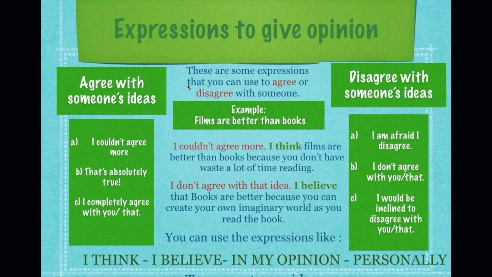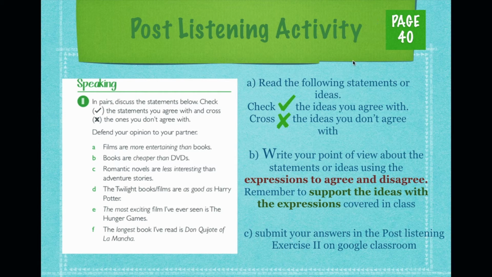To the final activity, it's on page 40. And well, it's supposed to be a speaking activity, but of course we cannot do it. So we're going to do it in writing form. Okay? So I'm going to give you the instructions. So first, you need to read the following statements or ideas, and you need to check the ideas you agree with and cross the ideas you don't agree with. So for example, films are more entertaining than books. If you think that you agree with this idea, you will use a tick. If you think that you don't agree with this idea, you put a cross.